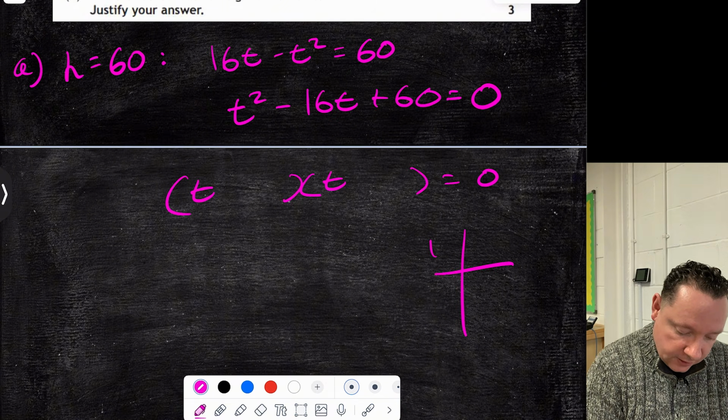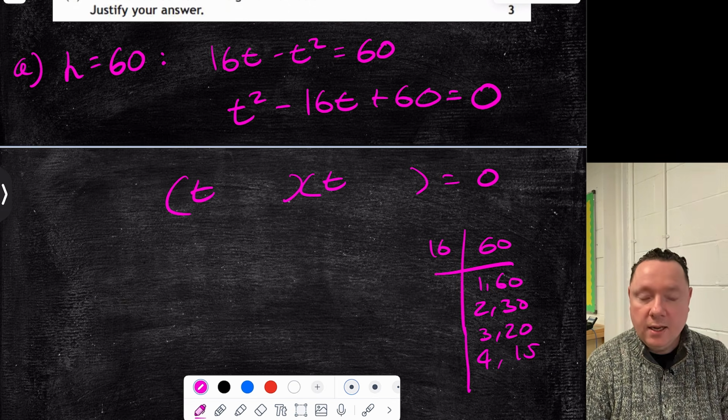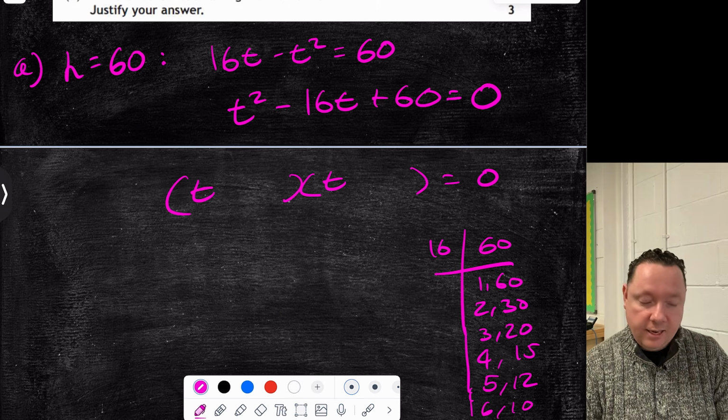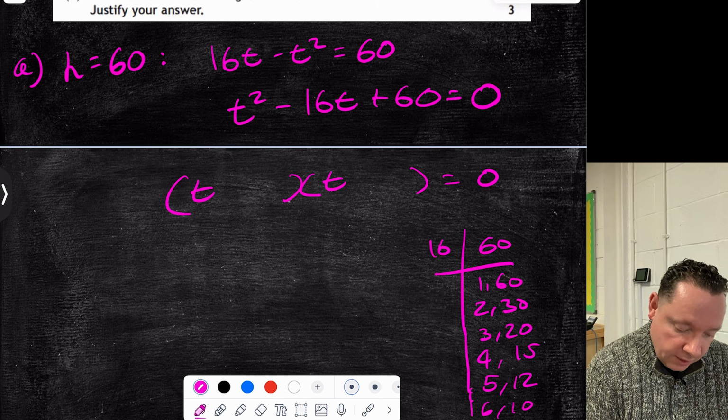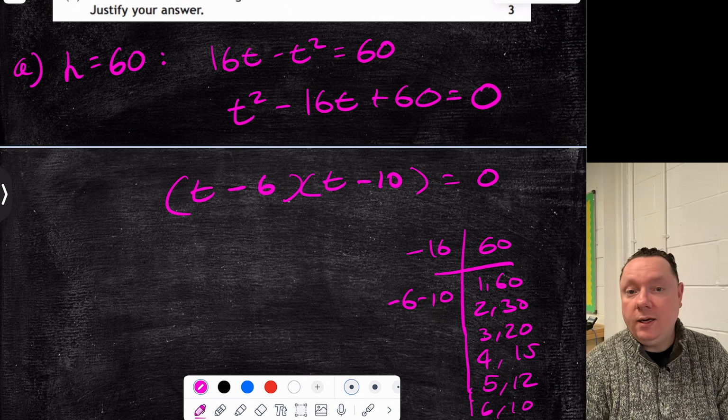So I can make a little table for myself, 16 and 60. So 1 and 60, that doesn't work. 2 and 30, that doesn't give me 16. 3 and 20, that doesn't give me 16. 4 and 15, well, that doesn't give me 16. Eventually you'll get to 5 and 12. 5 times 12 is 60, but 5 plus 12 doesn't work either. And then you'll get to 6 and 10. 6 tens are 60, and 6 plus 10 makes 16, but we want to make minus 16, so it's minus 6, minus 10. Now you might have got there quicker, and if you did, well done.